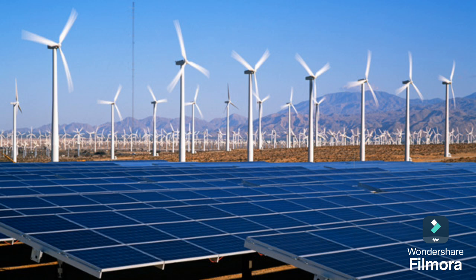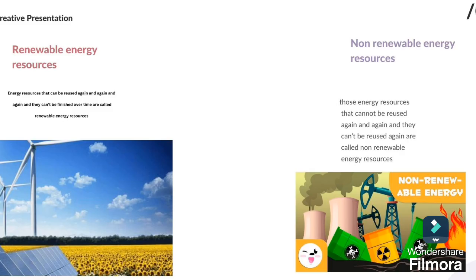Let's see the second energy resource, and that is the non-renewable energy resource. As its name showing, non-renewable, it cannot be replenished and they can be finished with the passage of time. So those resources which cannot be reused again and again and they can be finished with the passage of time are known as non-renewable energy resources. For example, oil, coal and natural gas. So these were some major energy resources.